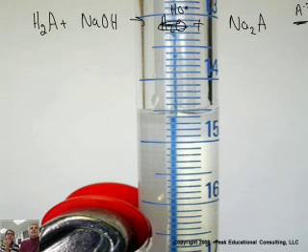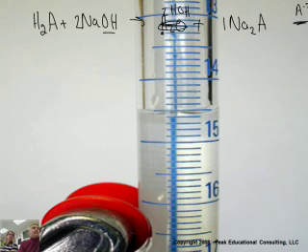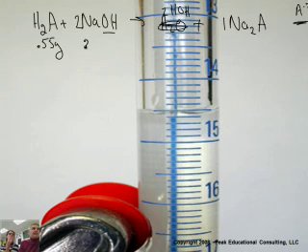Yeah, that's true. HOH. When I balance that, my sodium's kind of weird here, so I'm going to fix that by putting a 2 here. I believe that gives me 2 hydroxides, so I need a 2 here. So let's see what we know. We had 0.55 grams, and 25 milliliters of 0.45 molar. We had 15 milliliters last time.